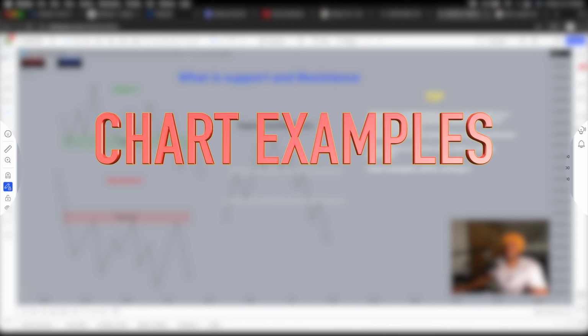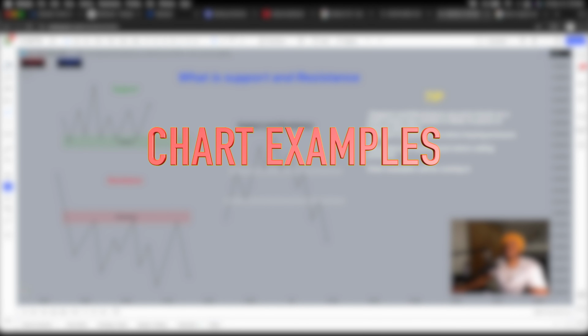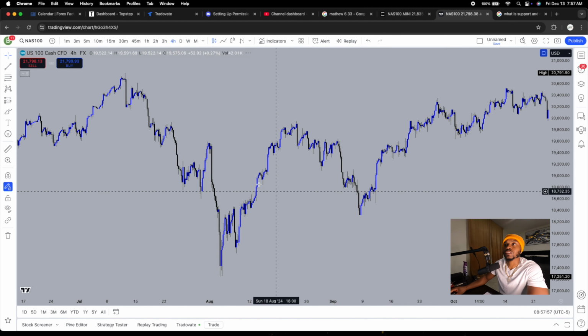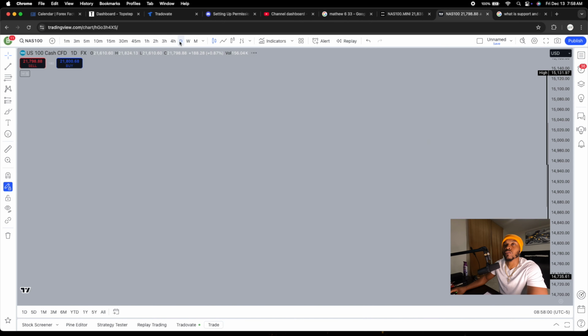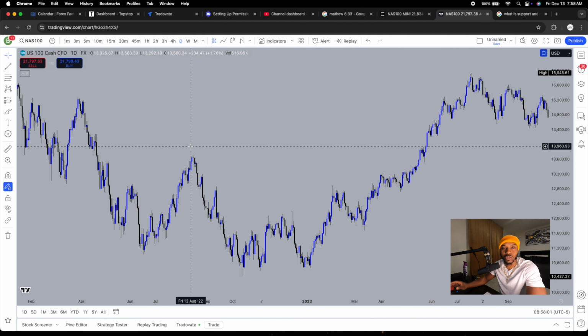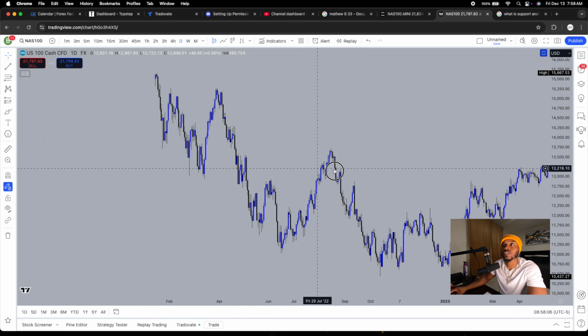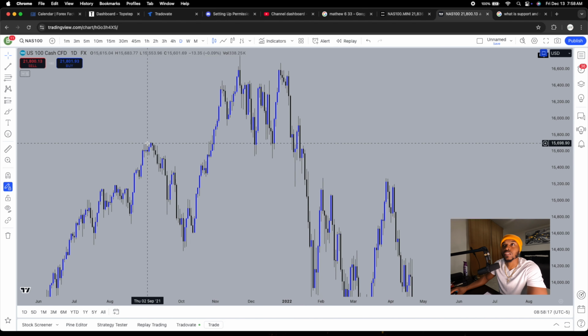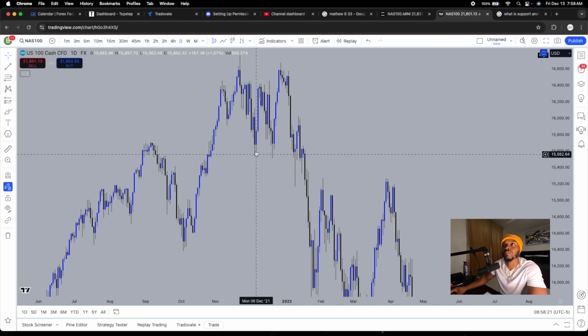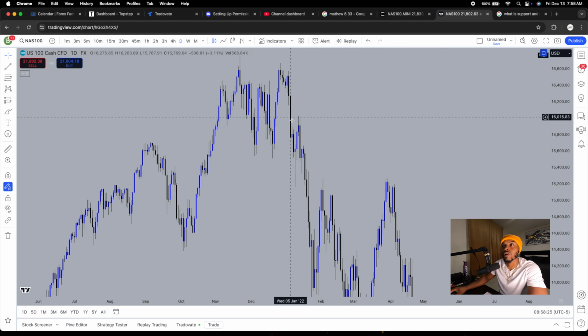So now we're going to get into some chart examples. When you're first mapping out your support and resistance lines, you want to start off on a higher time frame because that will give you stronger levels of support or resistance. So right here we can see that the price stopped, and right here we can see that the price bounced up. The price also bounced up right here, and the price also bounced up from right here.